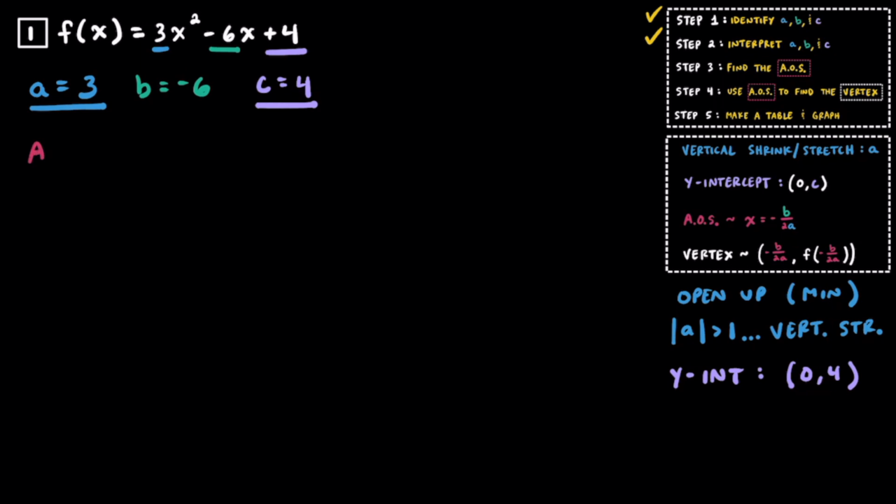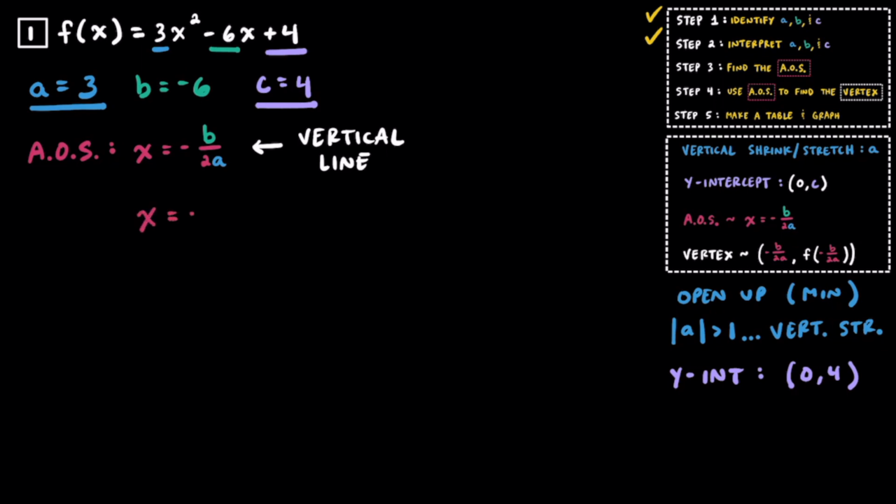Now it's time to find the axis of symmetry, or A.O.S for short. The equation for the A.O.S is x is equal to negative b over 2a. Don't forget at the end of the day that this is just going to give us the equation of an imaginary vertical line that cuts our parabola exactly in half.